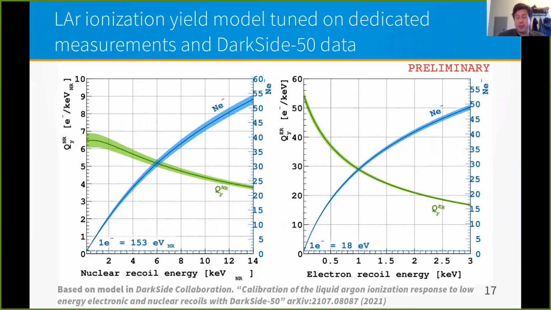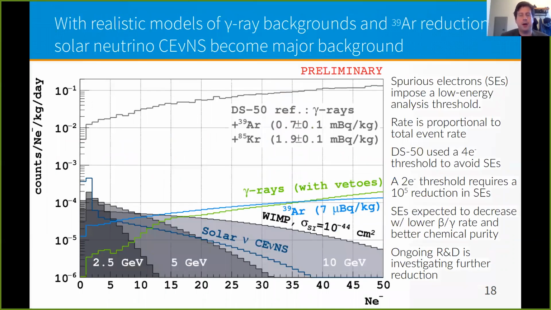Based on DarkSide-50 data, you can see the nuclear and electronic recoil models that predict the number of electrons produced as a function of energy deposited in the detector. This is from combining data taken by DarkSide-50 with ex situ measurements. And you can see the studies done here in the paper cited below. And using this model of the argon response, we're able to predict the signal that we'll see in our detector.